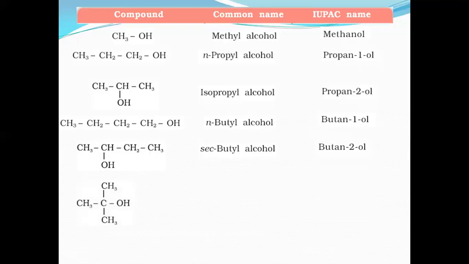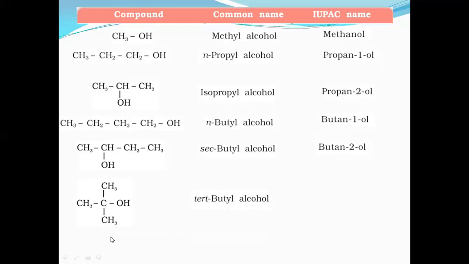You can see this is tertiary butyl alcohol. Why? Because the OH group is attached to a tertiary carbon atom, therefore it is called tertiary butyl alcohol. While naming by IUPAC, how to name? We cannot start from here because it is a middle carbon atom. We can start from here, 1, 2, 3, or you can start from here, 1, 2, 3.